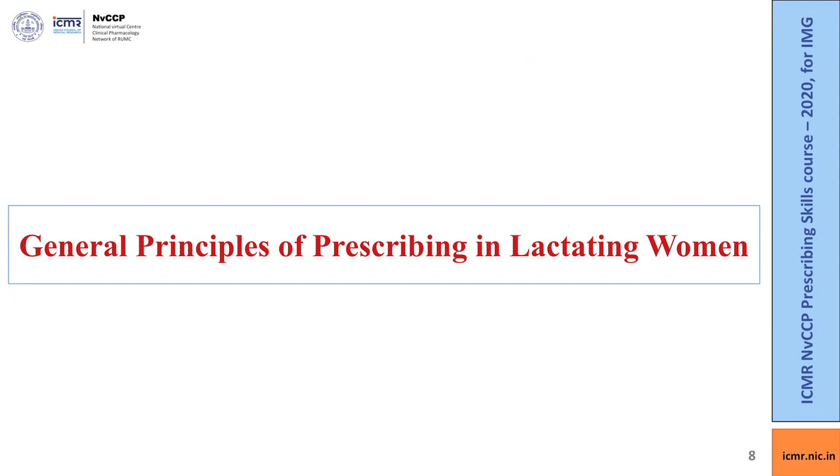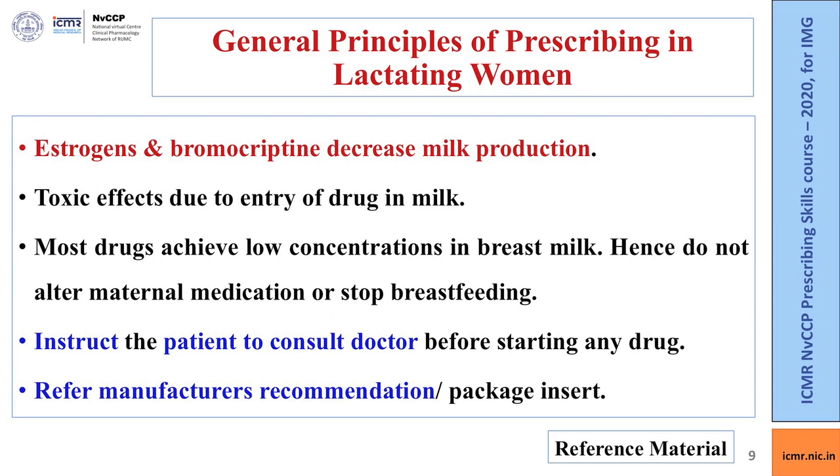We shall now look at the general principles of prescribing in the lactating woman. While prescribing in a lactating woman, you need to remember the following principles. Estrogens in the oral contraceptive pills and bromocriptine can decrease milk production. The infant may suffer from toxic effects due to the drug secretion in the breast milk. The majority of the drugs, except those acting on the CNS and a few others, achieve low concentrations in the breast milk, and the breastfeeding infant is unlikely to suffer from adverse drug effects. Hence, as far as possible, do not alter maternal medication or stop breastfeeding.